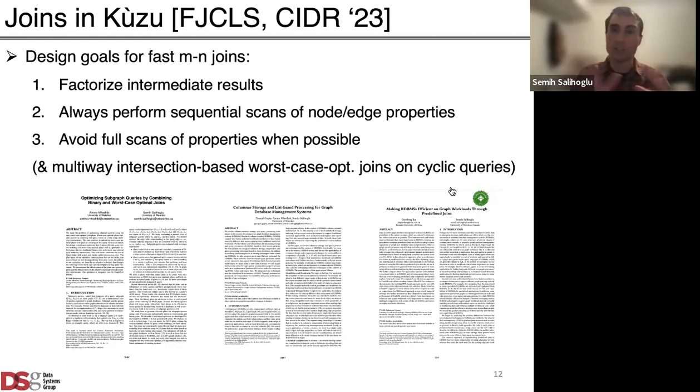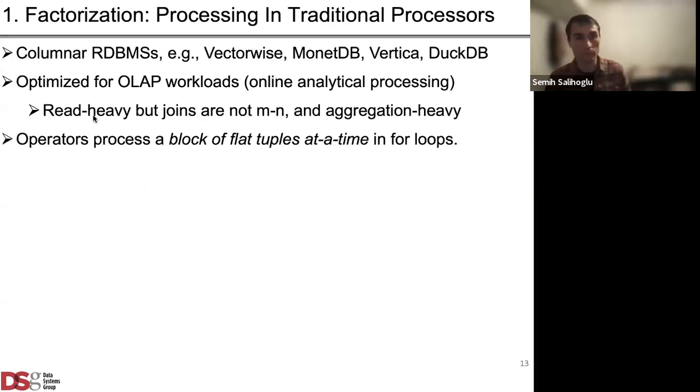There's another separate goal, which I won't have time to get into, but I have papers on this and I'm linking them over here, the one on the very left. We also had a good understanding from our prior research that for certain types of join, which are called cyclic, and in graph terms it just means the pattern being drawn in Cypher, for example, is cyclic, there is a technique based on multi-way intersections of adjacency lists called worst case optimal joins. I won't go into this, but there's a link if you want to find it. Okay, so in this talk, I'm just going to focus on these three goals. We want to factorize intermediate results, compress. We always want to perform sequential scans, and we want to avoid full scans when possible.